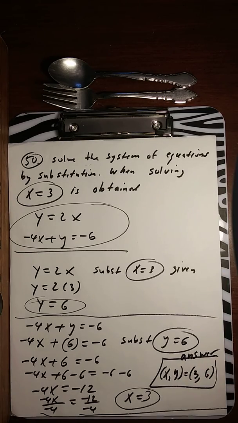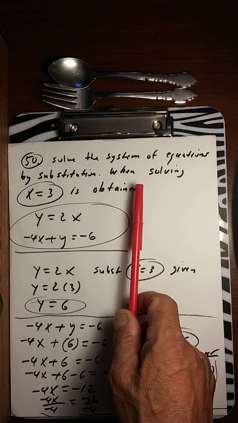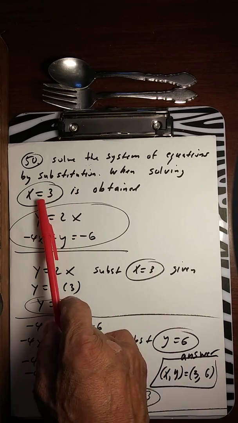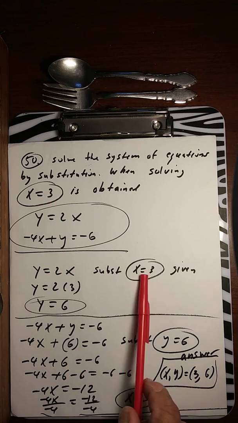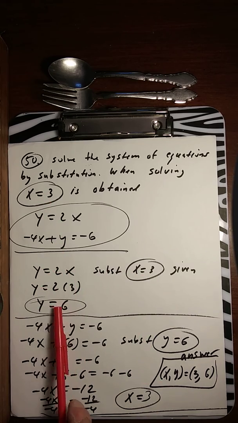Solve the system of equations by substitution. When solving, x equals 3 is obtained. So put 3 in there right away. So we know that x is 3. So y equals 2x. Substitute in there. 2 times 3 is 6. So y is 6 for sure.